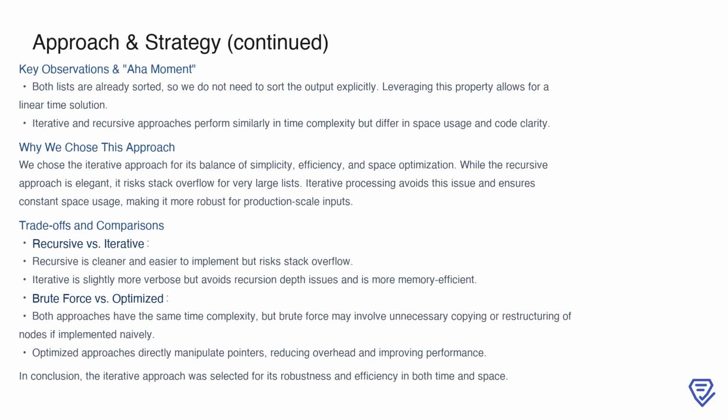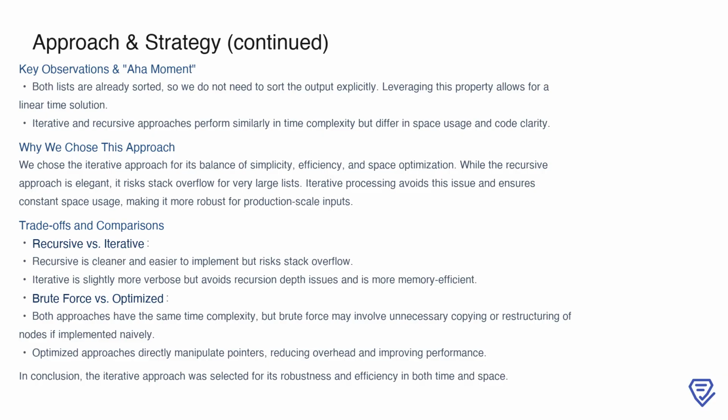Merging two sorted lists efficiently relies on a key observation: since the input lists are already sorted, we can directly merge them in linear time without any need for additional sorting operations. Both iterative and recursive approaches yield the same time complexity of O(m + n), but they differ in terms of space usage and code clarity. After evaluating these factors, we chose the iterative approach for its balance of simplicity, efficiency, and robustness.